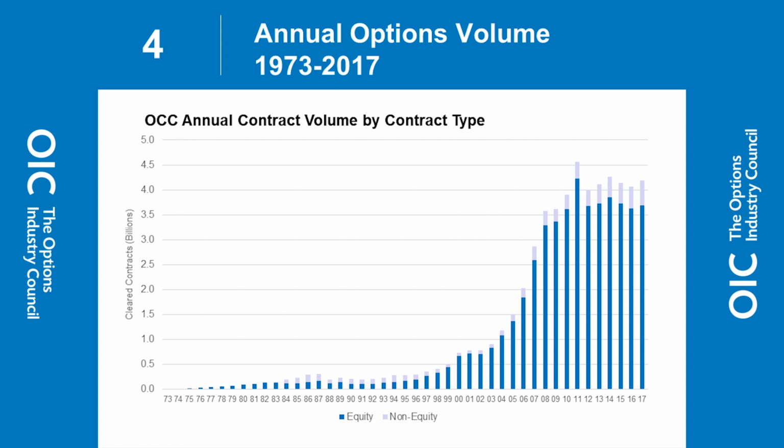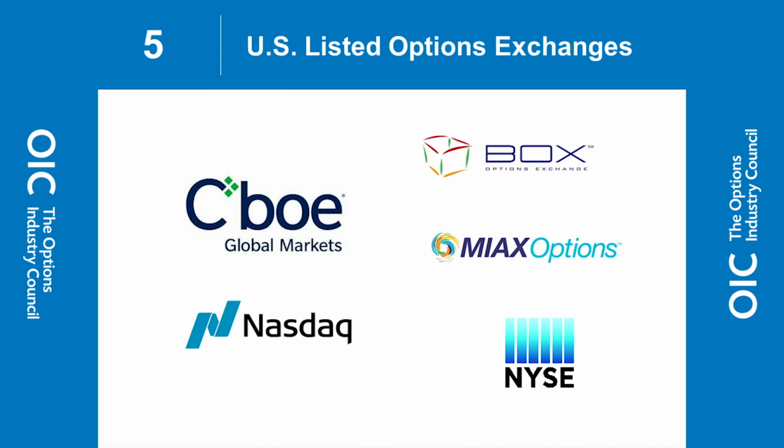And all of that trading happens on a handful of exchanges now. There's 15 different exchanges owned by 5 main companies. There you see the CBOE and the NASDAQ, the BOX, which is the Boston Exchange, MIAX in Miami, and the NYSE. And all of those 5 companies own a number of different exchanges as well.